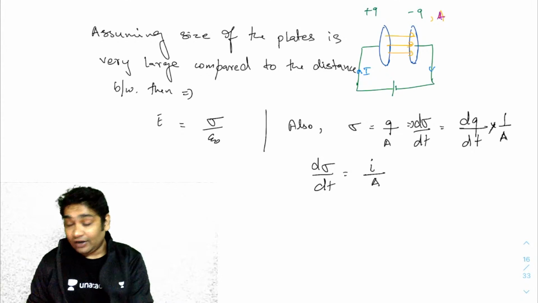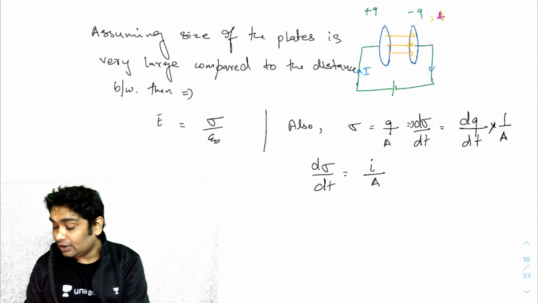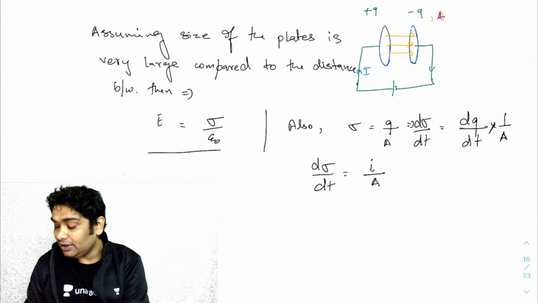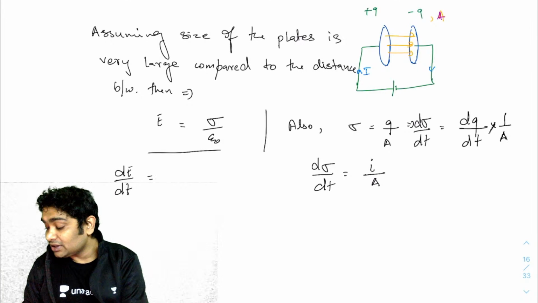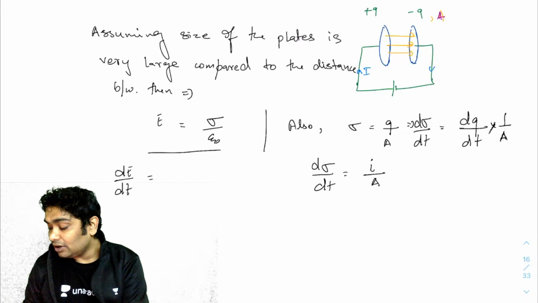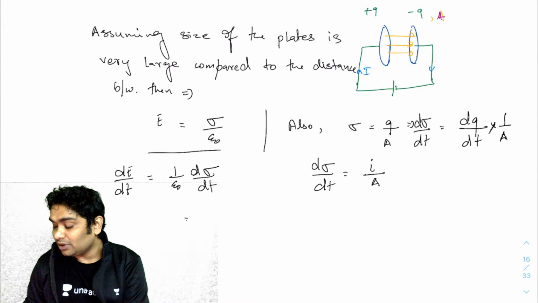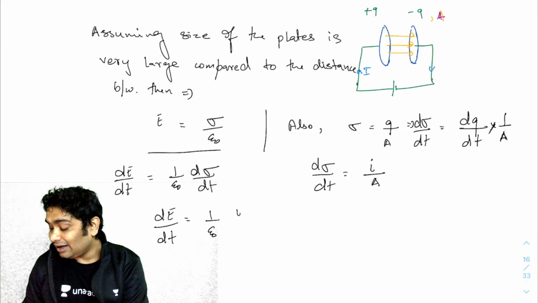So similarly, if I differentiate this expression here, then I get dE by dt equal to 1 by epsilon naught of d sigma by dt, correct? So this becomes dE by dt, essentially coming out to be 1 over epsilon naught times I over A.